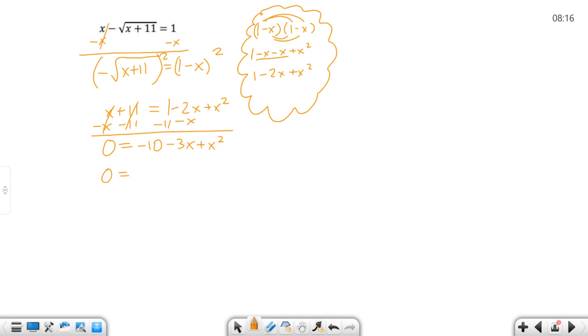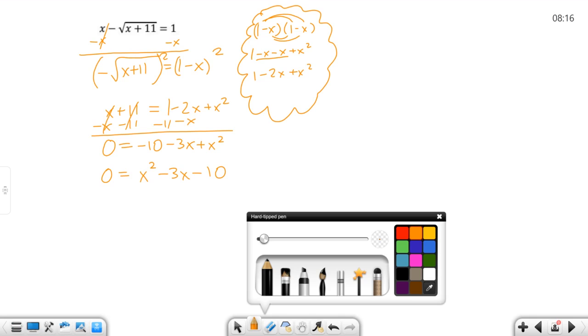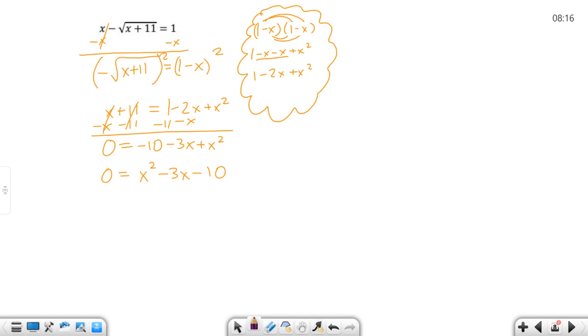So let's say 0 equals x squared minus 3x, not squared, minus 3x minus 10. And now we are ready to factor this. So let's say 0 equals, and we have x and x. If it factors, it's going to be x and x, right? And we want the factors of 10. We got 1 and 10 or 2 and 5.